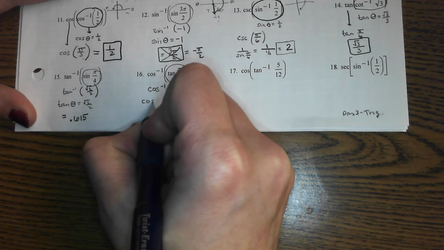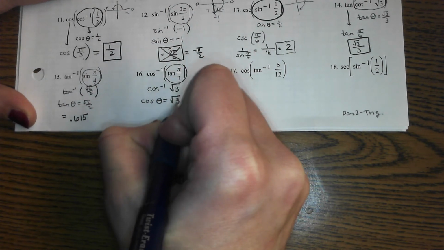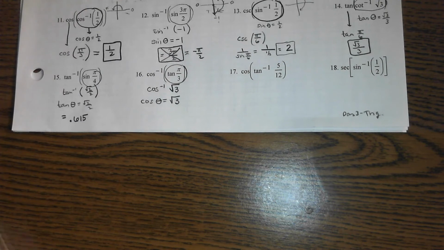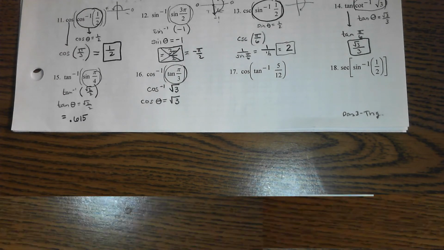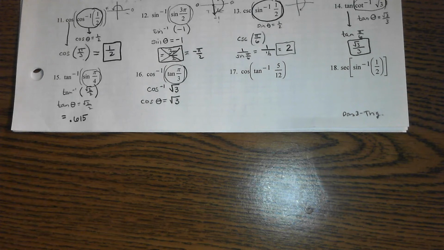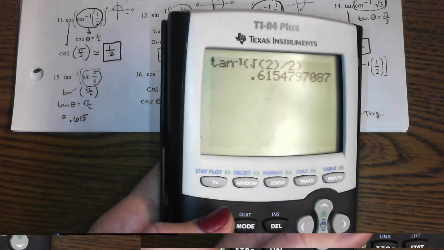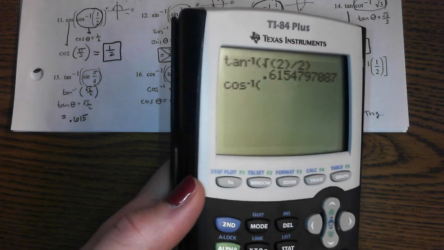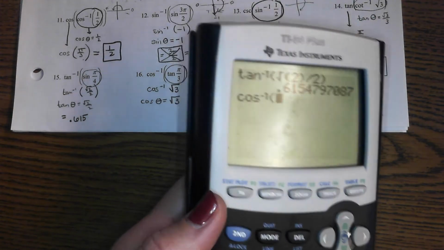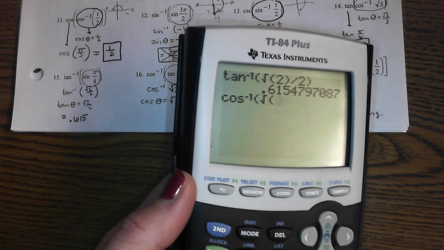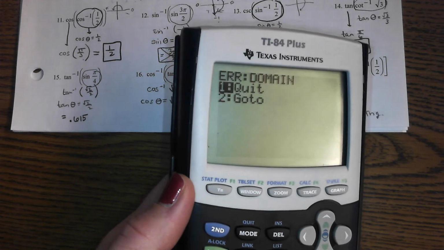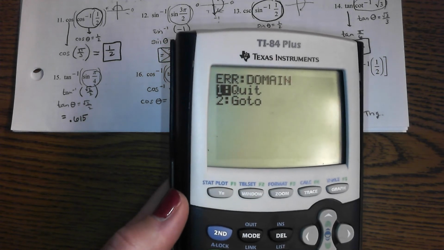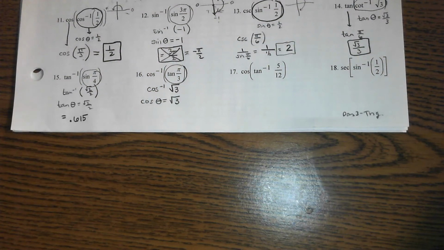So we're trying to figure out the cosine of what angle equals root 3. Look at your chart, look at your cosine column. Which angle equals root 3 is not there, right? So on your calculator, I know, there's a reason, and we'll talk about it. This is a conversation. If we do inverse cosine of root 3, we're going to get an error. Anybody know why? For 3 bonus points.